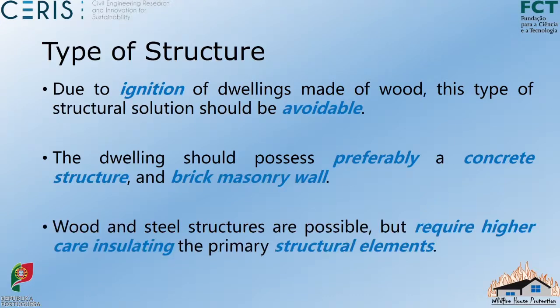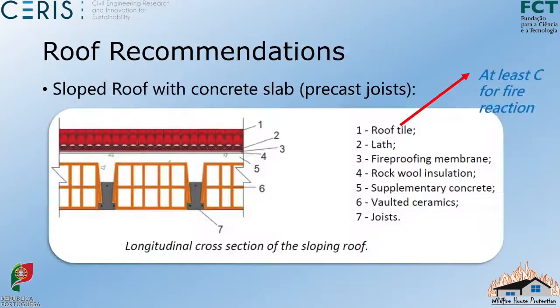Wood and steel structures are still possible, but require higher insulation to protect the primary structural elements. So this is our basic roof, maybe the cheapest one you can make in Europe. Sloped roof with a concrete slab using precast beams. The roof tile should be, as I said, at least C. The fire reaction should be at least C, although we recommend B.